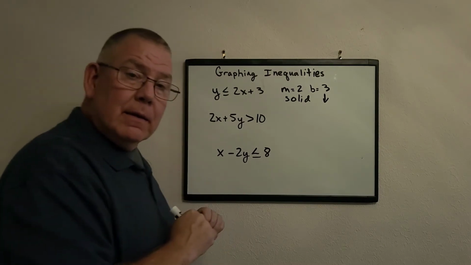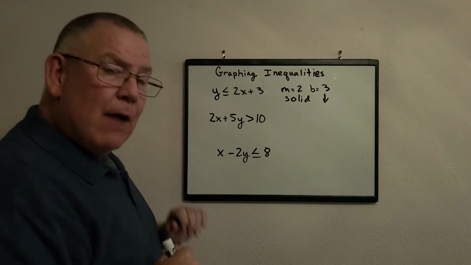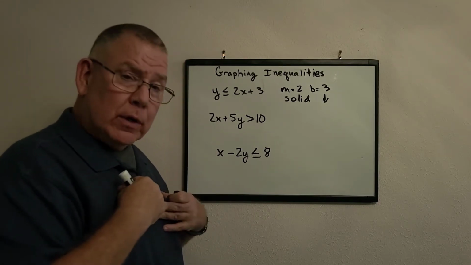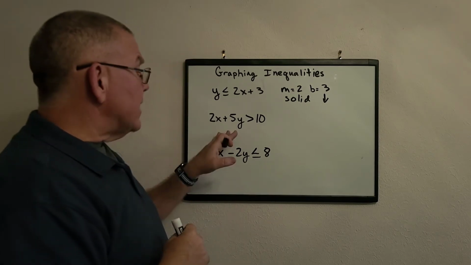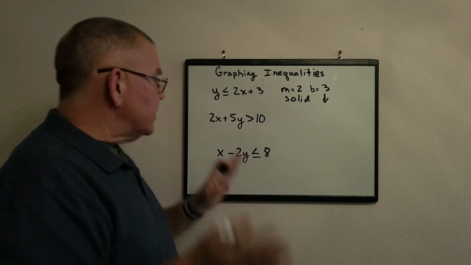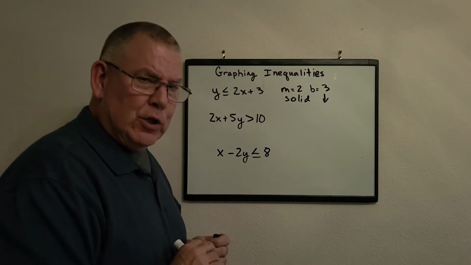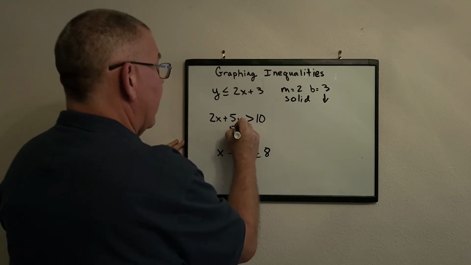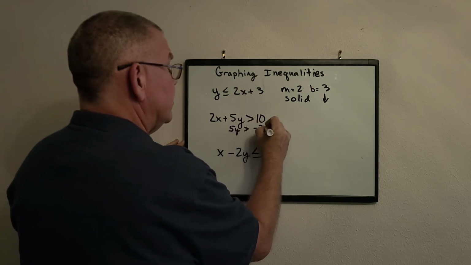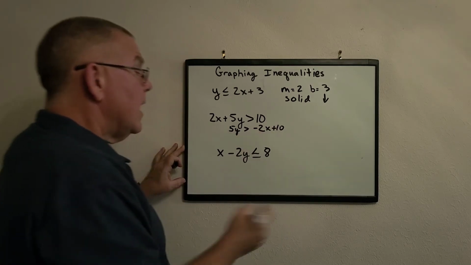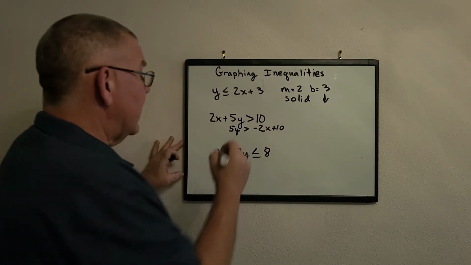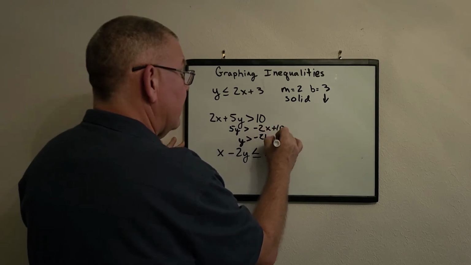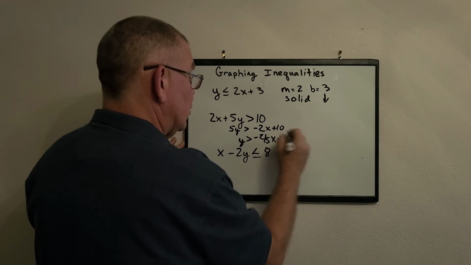Now, moving on, I have one in standard form. Now, what I do is I have a shortcut to find my slope and y-intercept, but I don't use it when I'm doing inequalities because of a symbol change that can happen. So here we go. I'm going to subtract 2x from both sides, and 5y is greater than negative 2x plus 10. Then I divide both sides by 5, and I get y is greater than negative 2 over 5x plus 2.